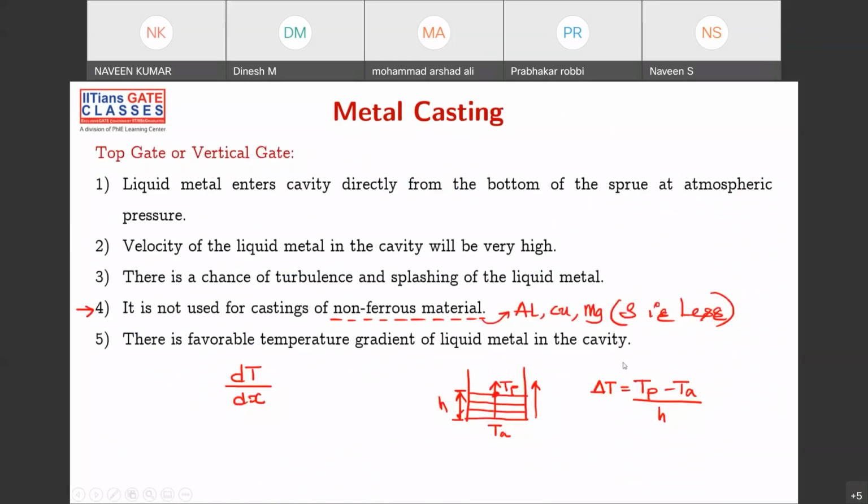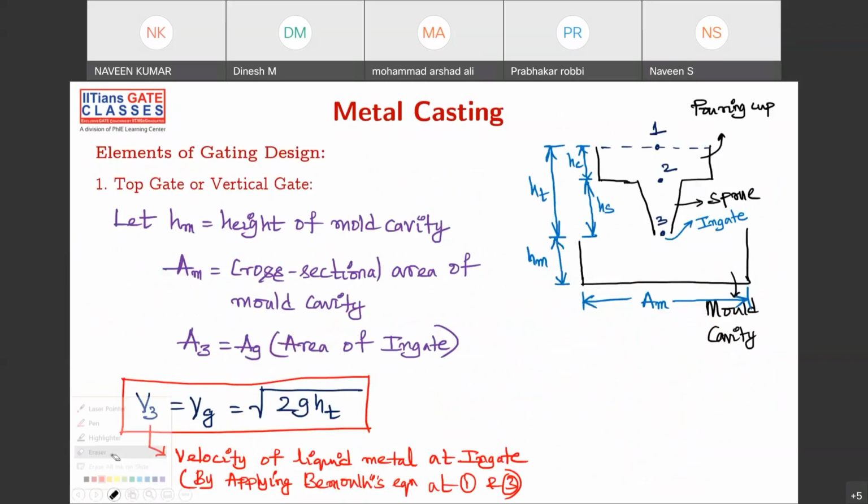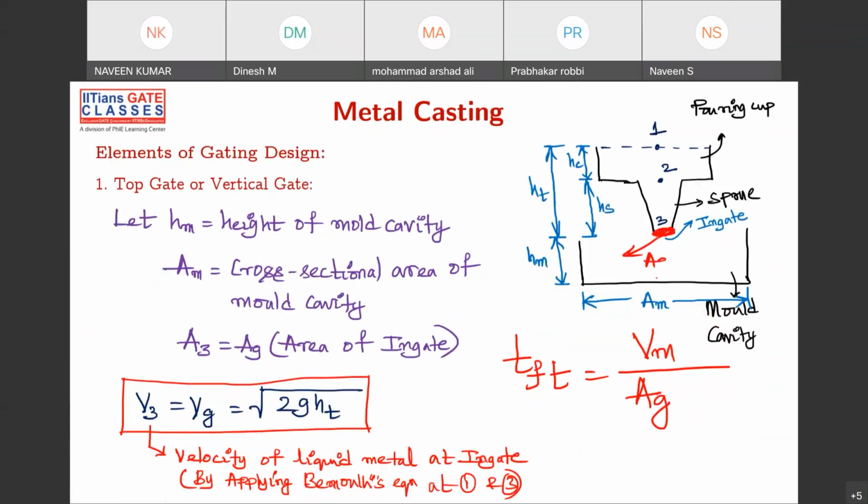Again I repeat. The formula is this. Time of filling of top gating is equal to volume of the mold divided by area at ingate, the cross section at this point, which is AG, and VG, the velocity. What is the formula of this velocity? We have done this. It is under root 2gHT, total height. What is HT? HT is nothing but HC plus HS.